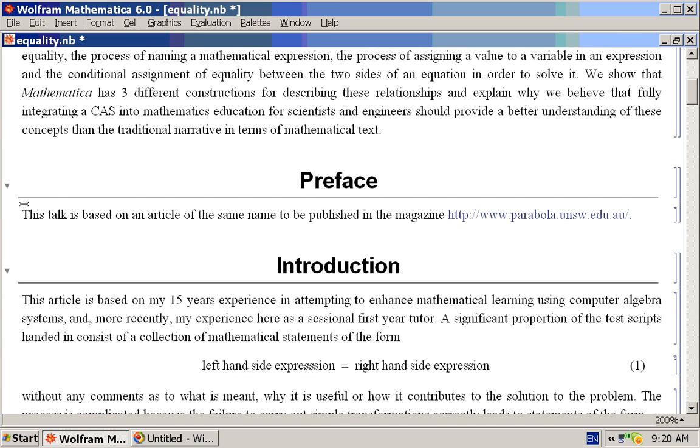So, anyway, this talk is based on an article I've written of the same name, which is to be published in the magazine Parabola, produced by the Mathematics Department at the University of New South Wales, and here's a link to its webpage.